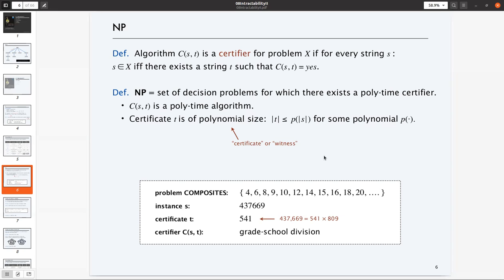Okay, so I think the idea of certificate and the idea of verification is clear, or is there some problem, at least for that problem? Do you guys have any problem?